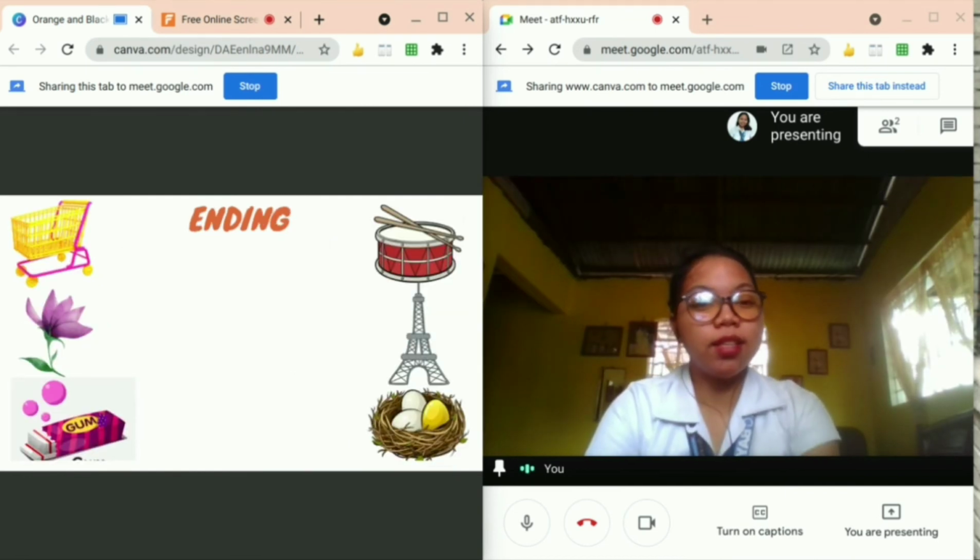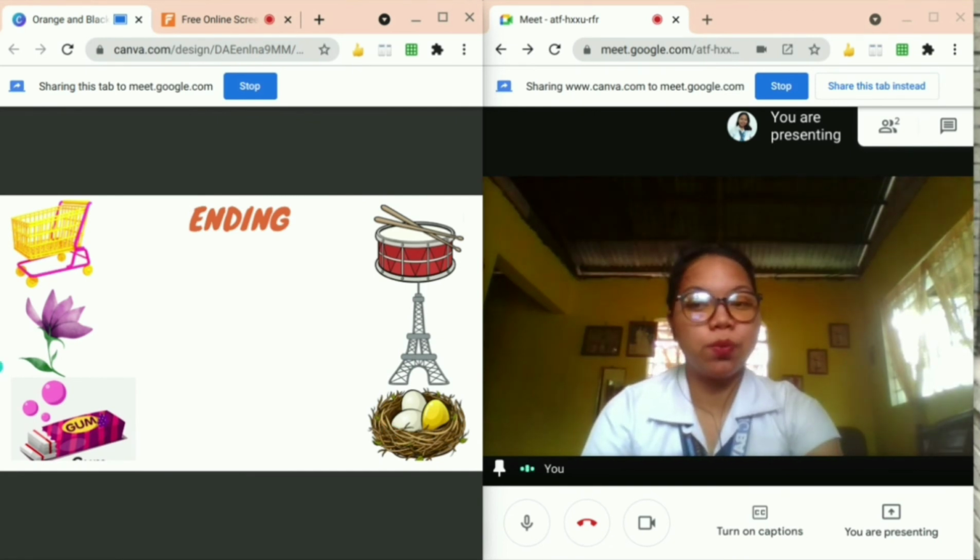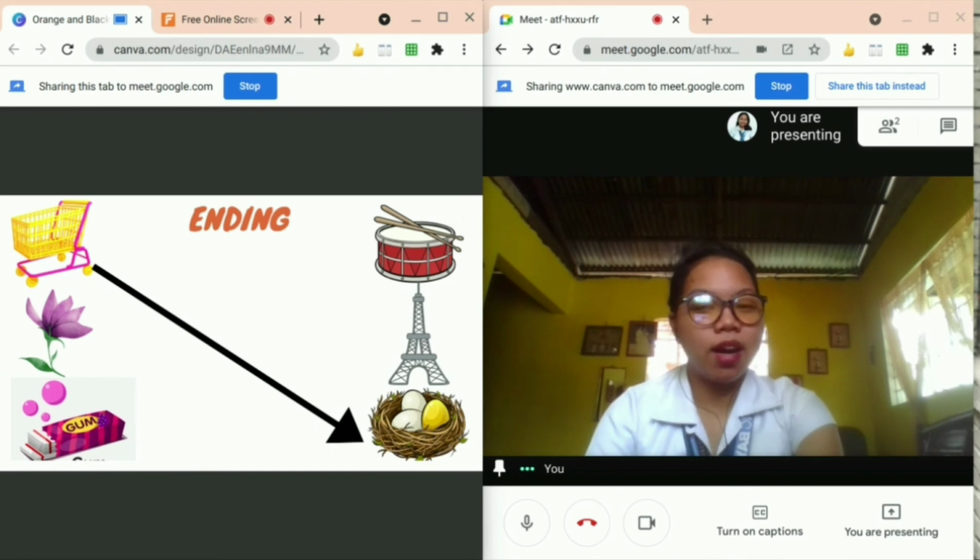Okay, let's try another, but this time we will match the left to the right based on the same ending sound. The pictures are cart, flower, gum, drum, tower, and nest. To what picture would you match cart? Correct. Cart goes with nest. They both end with t.